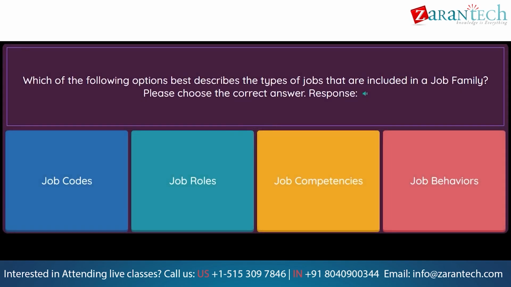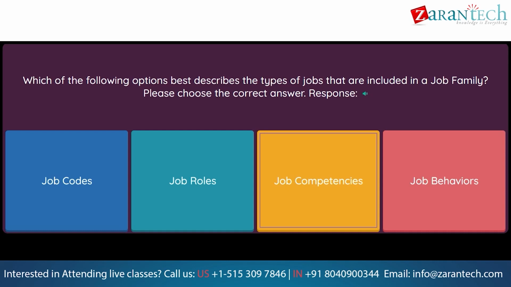Question: Which of the following options best describes the types of jobs that are included in a job family? Please choose the correct answer. Response: Option 1, job codes. Option 2, job roles. Option 3, job competencies. Option 4, job behaviors.